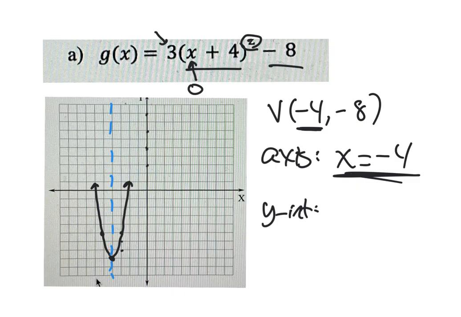So I'm going to put 0 in right there. That would give me 3 times 4 squared minus 8. So I'm just going to work that out. 4 squared is 16. 16 times 3 is 48.